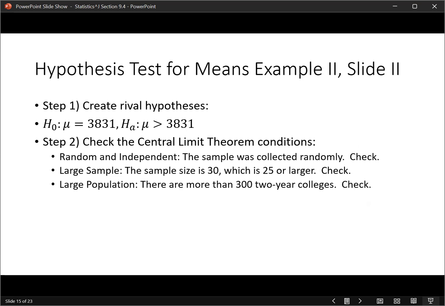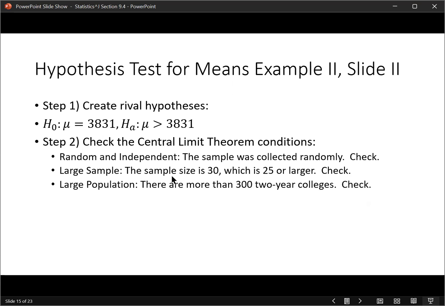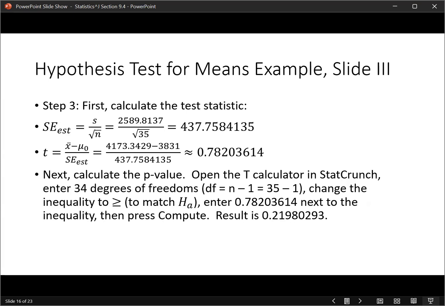All right, step 1, create the rival hypotheses. The null hypothesis is that the mean has not changed, it's still 3831, versus the alternative hypothesis, which is that it has increased. Check the central limit theorem conditions. The sample was collected randomly; it says somewhere in here that it's a random sample. Large sample: the sample size is 35, which is 25 or larger, so that's good. And we do have more than 300 two-year colleges. So the central limit theorem conditions are met.